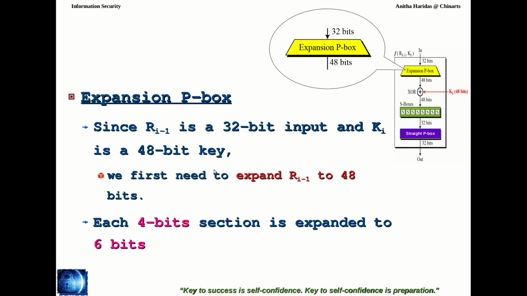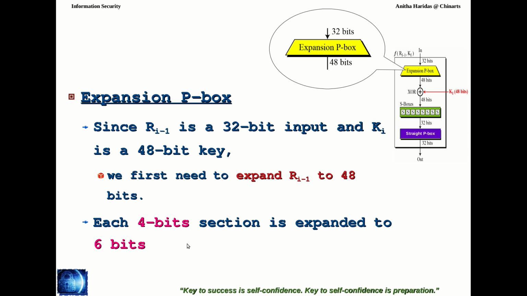So what we are going to do, since Ri-1 is a 32-bit input and Ki is a 48-bit key, we need to expand the Ri-1 to 48 bits. So this is what is being done by the expansion P box. The expansion P box is used to expand the Ri-1 value, which is a 32-bit input, to 48 bits.